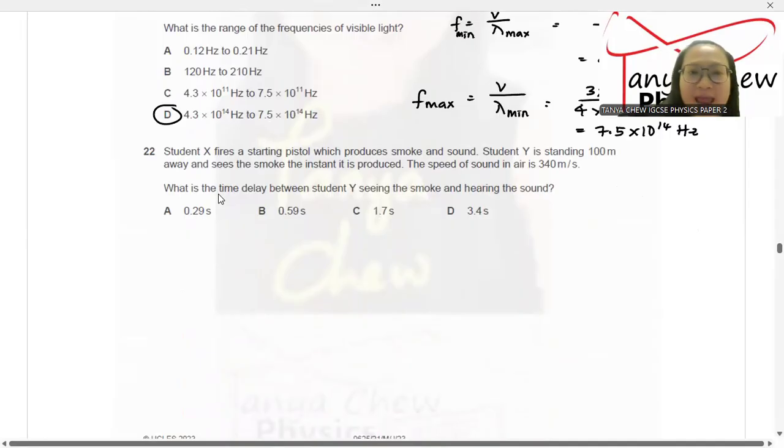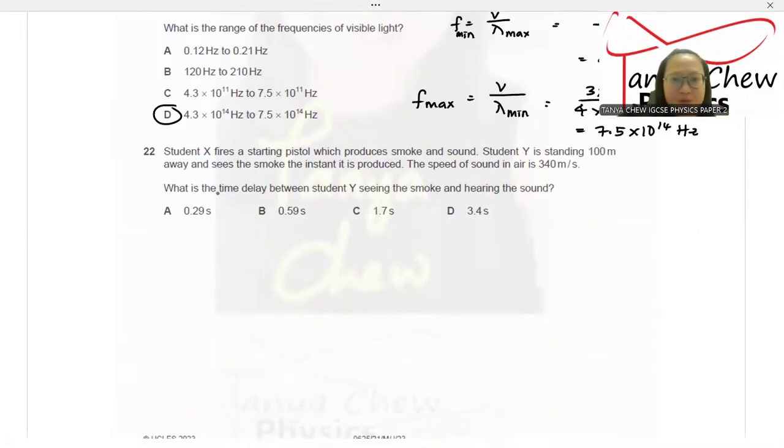22, student X fires a starting pistol which produces a smoke and a sound. Student Y, standing 100 meters away, sees the smoke the instant it is produced. The speed of sound in air is 340 meters per second. What is the time delay between student Y seeing the smoke and hearing the sound?